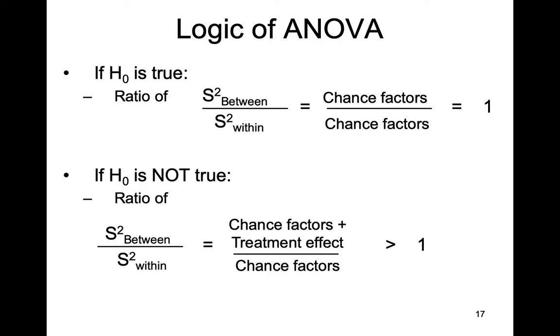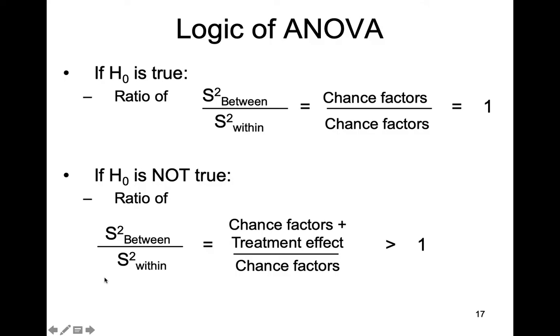So what we do with ANOVA is we create a ratio. We're going to look at a ratio of the estimate of population variance figured between to the estimate of population variance figured within. If the null hypothesis is true, both of these methods should converge on the same number, the same estimate, because they really just reflect chance factors or chance variation. And therefore, the ratio of s squared between over s squared within should equal 1.